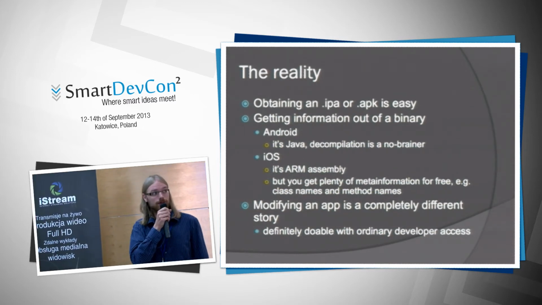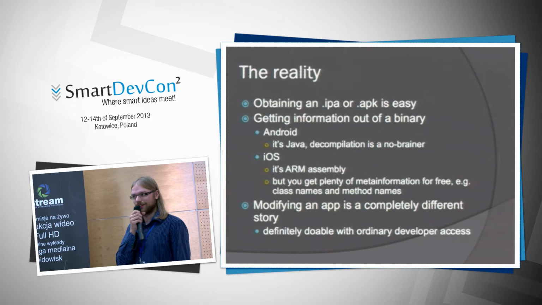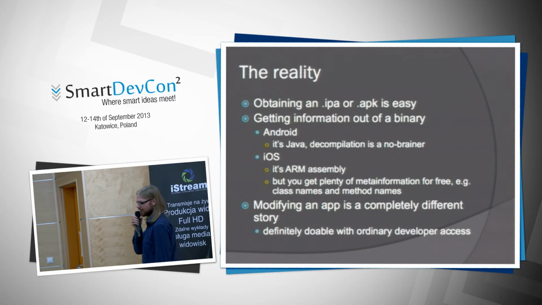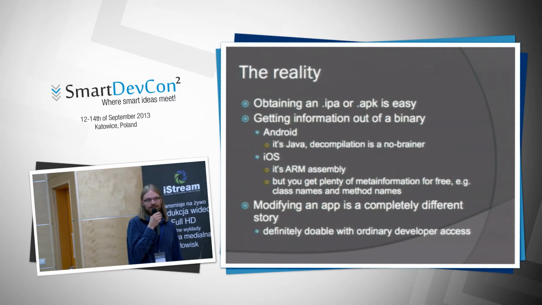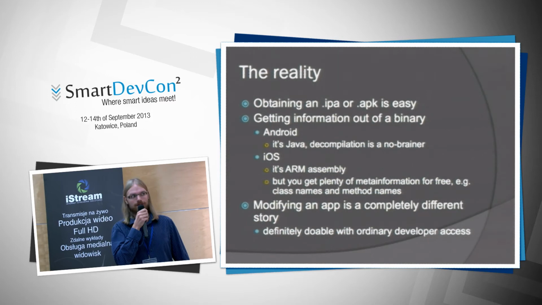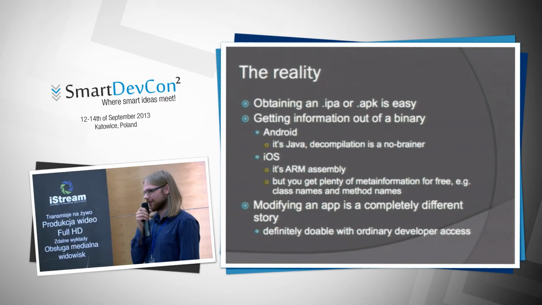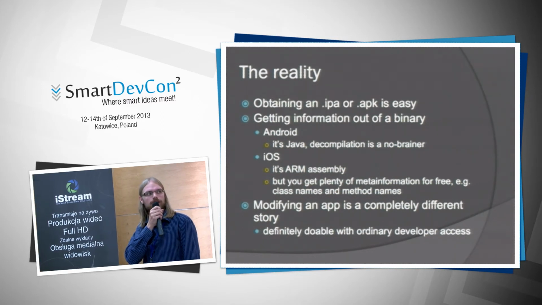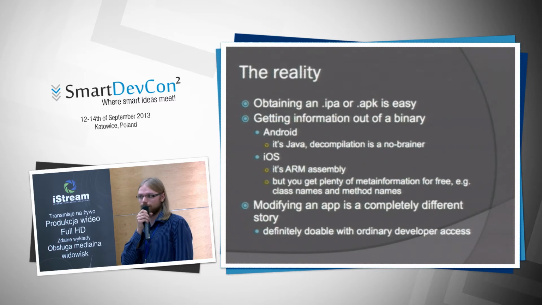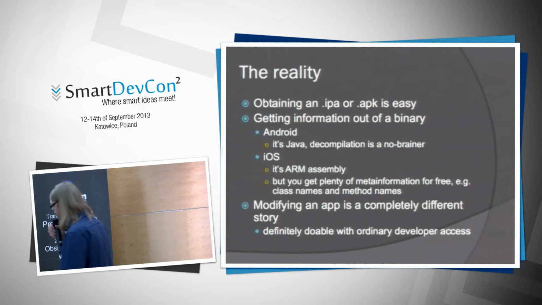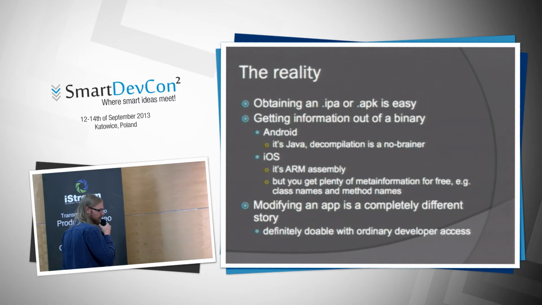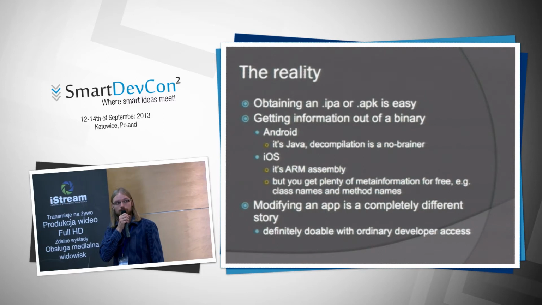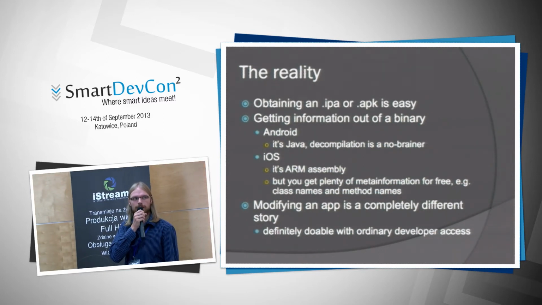On iOS, what you get is ARM assembly, which is the main reason why no one actually bothers analyzing iPhone applications, because no one actually wants to learn assembly, no one wants to write any code in it, and that's the main reason why there are so few reverse engineers that try to dig into iOS stuff. But as I'm going to show you, in iOS binaries, you will get a lot of meta information for free. For example, you almost always get the class names and method names.